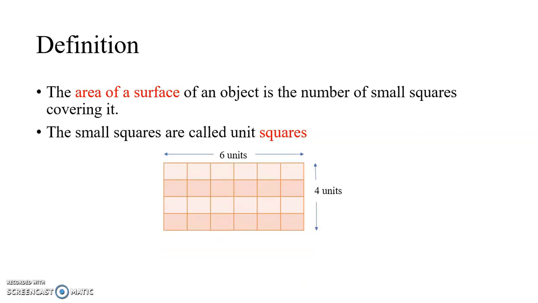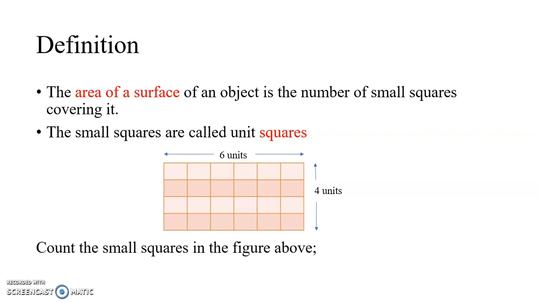We have a rectangle there that is subdivided into smaller squares. The number of squares covering the rectangle horizontally are 6 in number, and the number of squares covering the rectangle vertically are 4 in number. The horizontal units are 6 units, the vertical units are 4 units.